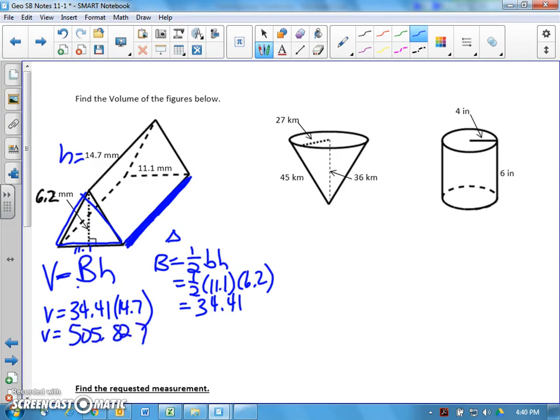505.827. Unless you're told to round, you don't need to lose accuracy. So we're going to keep all of that, and this would be cubic millimeters. Because we're dealing with volume, our units are now cubic.